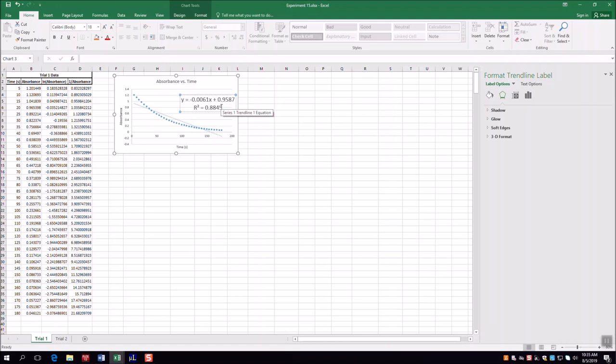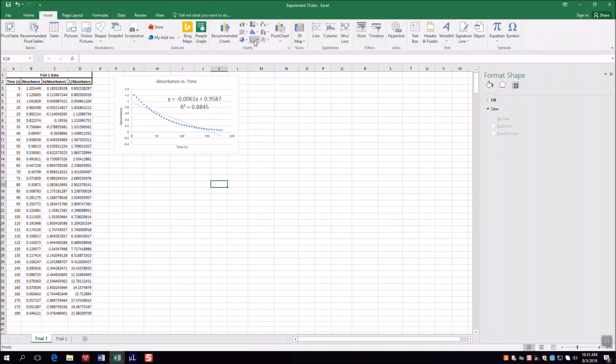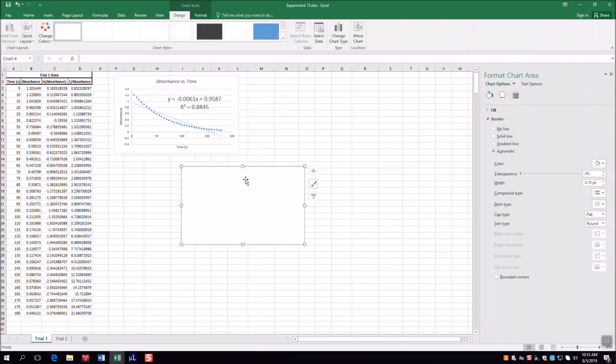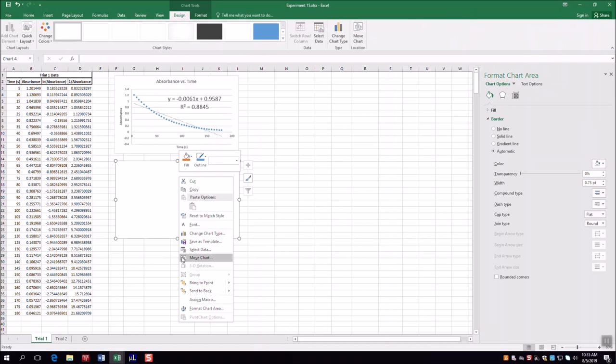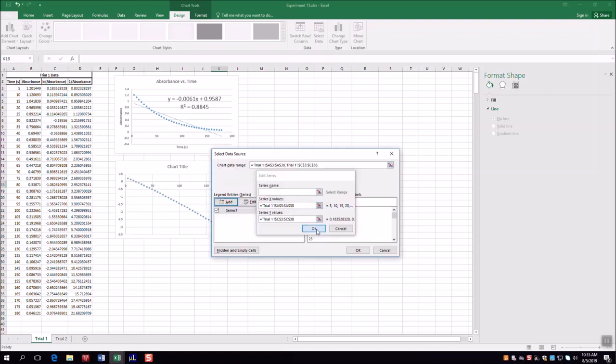So we're going to try our other two graphs and see which one of the three is closest to an R-squared of 1. We're going to insert another graph, and we're going to choose our second set of data. So we're going to again right-click, select data, add, click the little graph next to the X values, choose our time, hit enter. For our Y values, this time we're going to choose ln of absorbance, highlight all of our values, hit enter, and click OK.